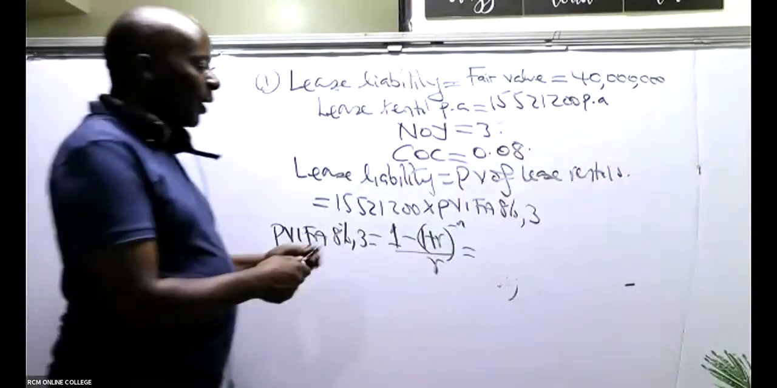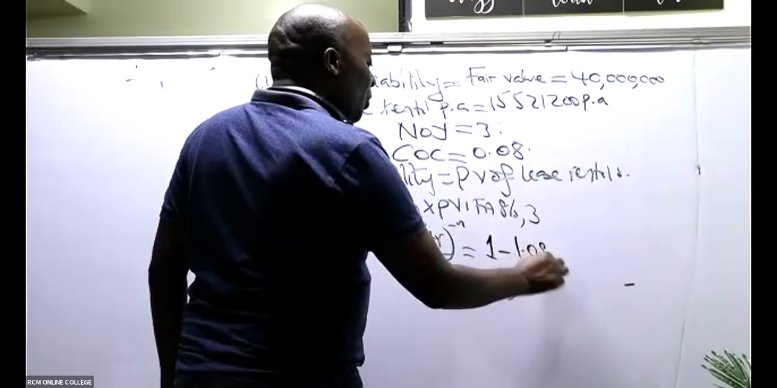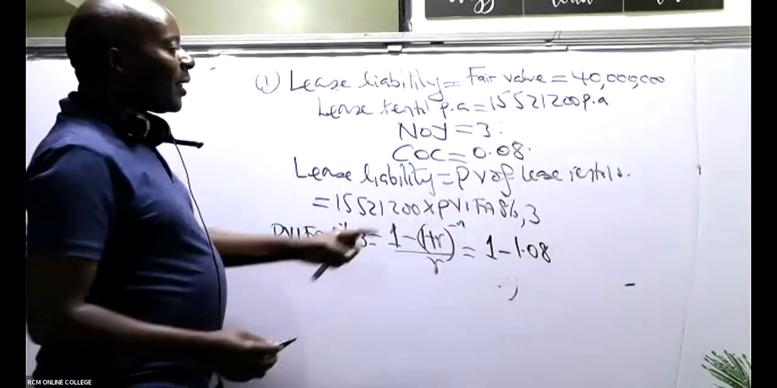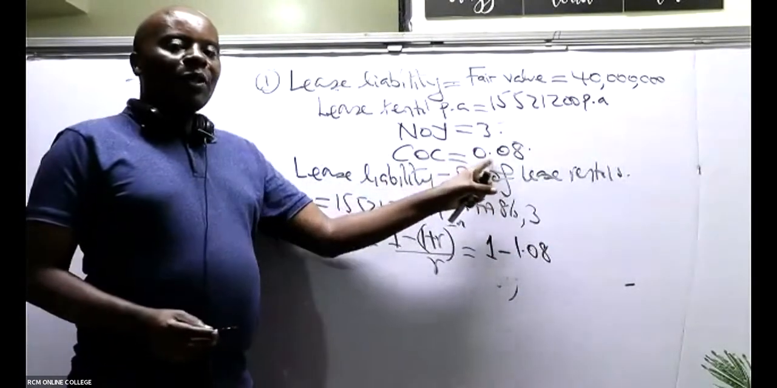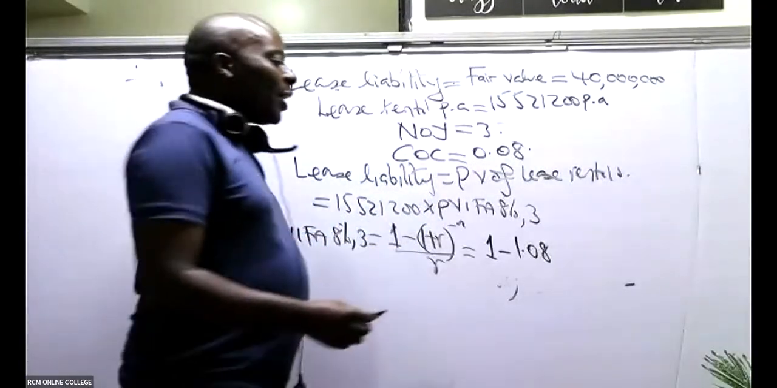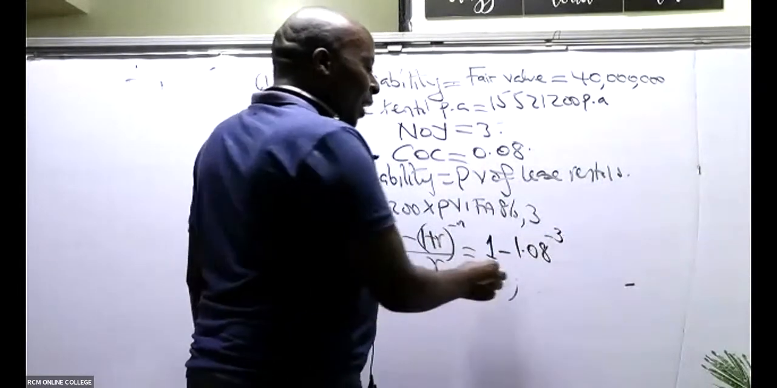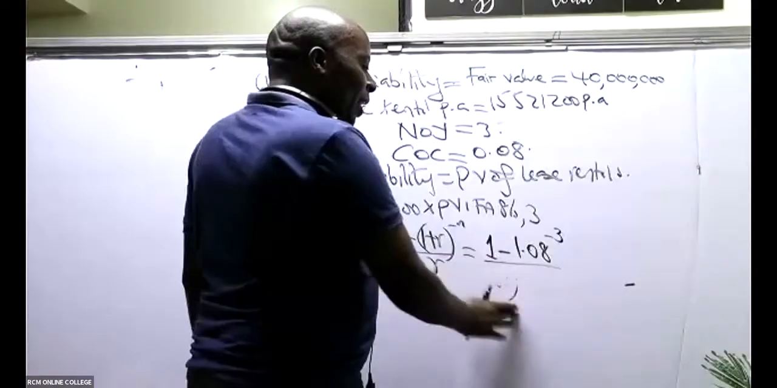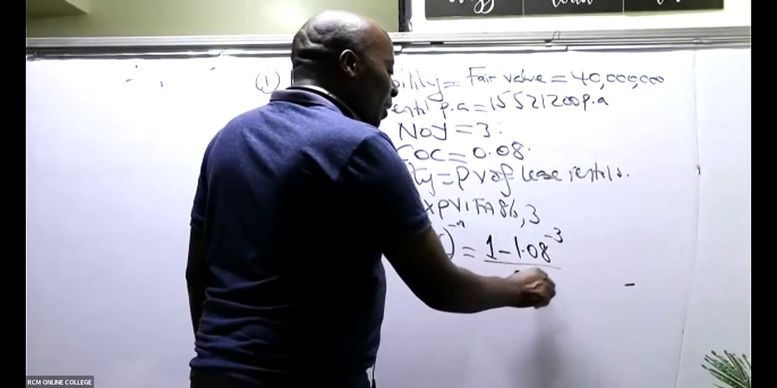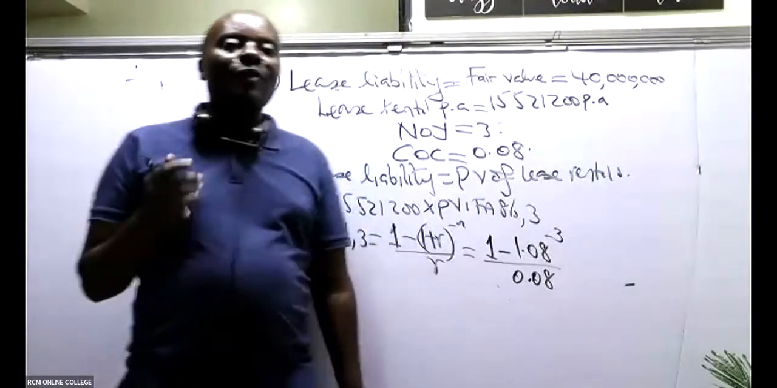So then this one here will be 1 minus 1.08, because I know R is 8%. You see, 1 plus 0.08 is the same as 1.08 raised to negative n. In this case our n is 3 years. And then you divide this by R, and R will be 0.08.